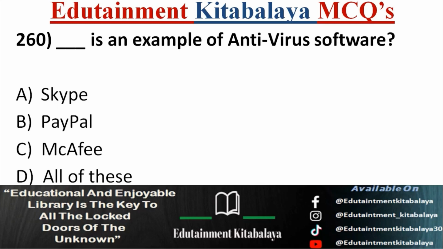Question number 260. Underscore is an example of antivirus software. A. Skype. B. PayPal. C. McAfee. D. All of these. Correct answer is C. McAfee.